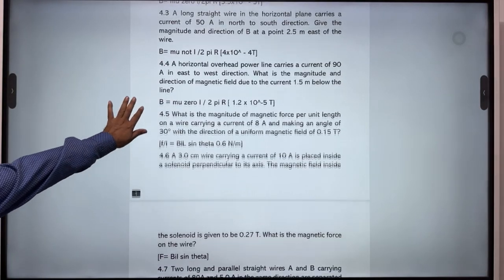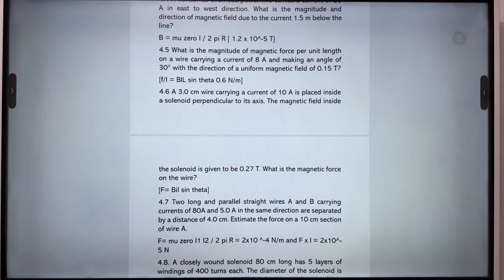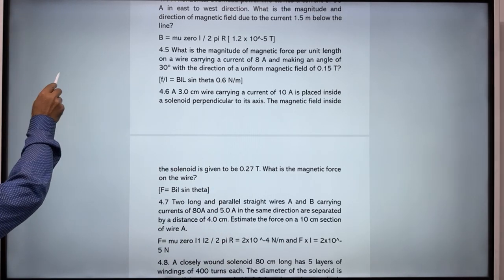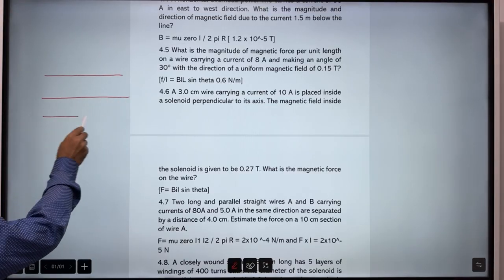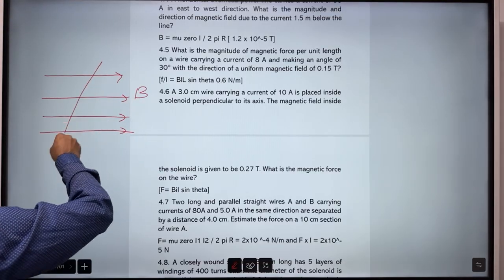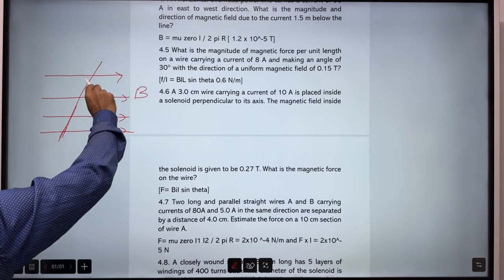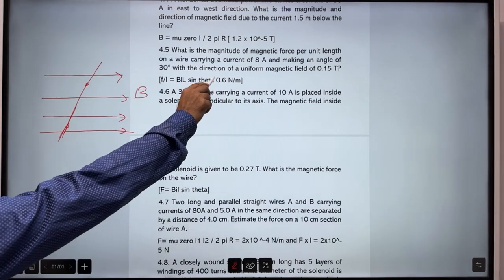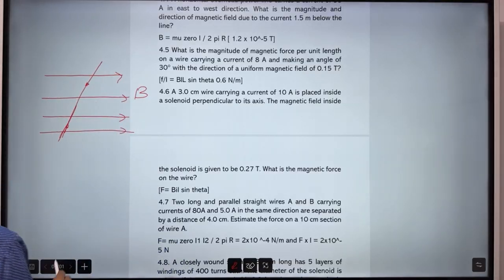Next question is 4.5. What is the magnitude of magnetic force per unit length on a wire carrying current of 8 ampere and making an angle of 30 degree with the direction of a uniform magnetic field of 0.15 Tesla? Suppose the direction of the magnetic field is like this. This is a uniform magnetic field, and there is a wire like this. So we consider a certain length of wire, suppose this portion. Here the magnetic force per unit length is to be found.